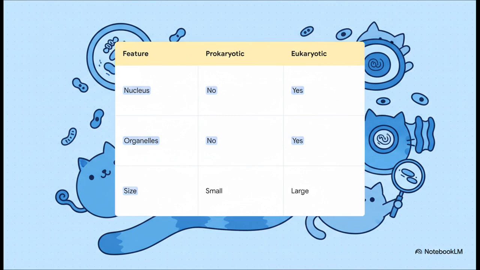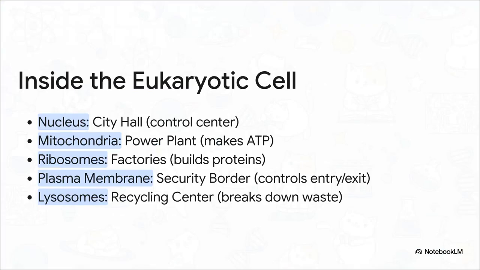They're way more complex. The big difference, the one you really got to remember, is that eukaryotic cells have a true nucleus to house and protect their DNA. A fantastic way to understand a eukaryotic cell is to picture it as a tiny, bustling city. The nucleus, that's City Hall, giving out all the orders. The mitochondria, that's the power plants, generating all the energy. Ribosomes are the little factories, building things. And the plasma membrane is like the city's security border. It's a great analogy because it shows how every single part has a vital, specific job to do.